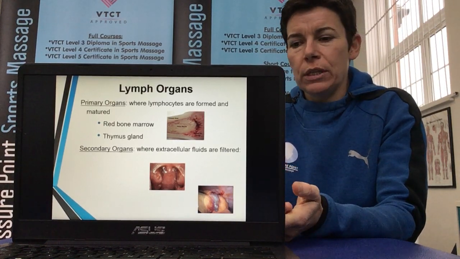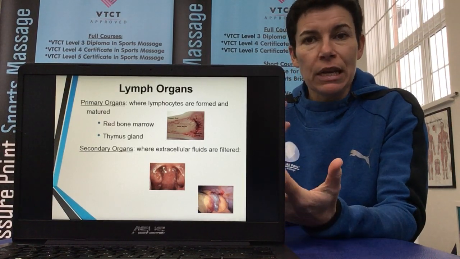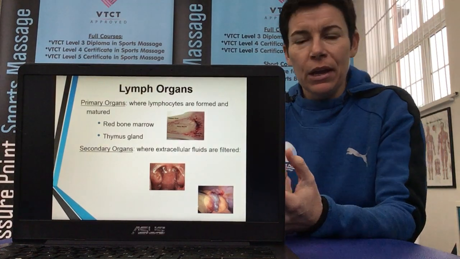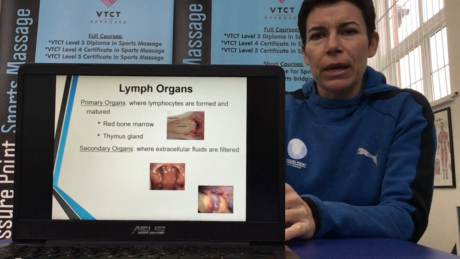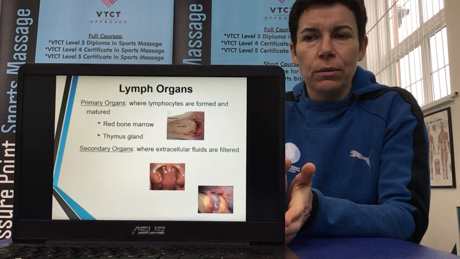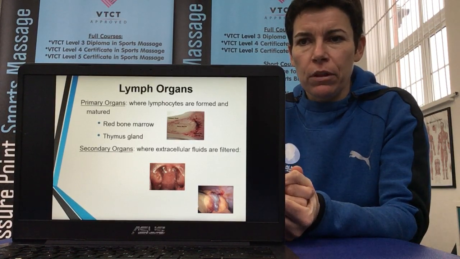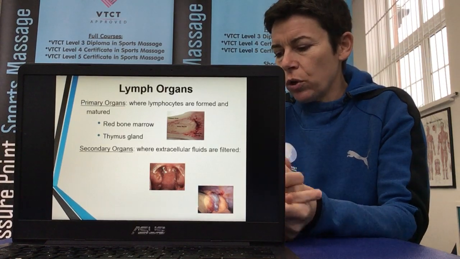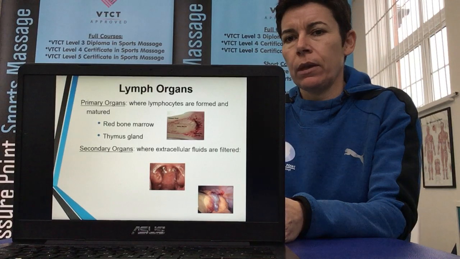So building up immunity as a child is important, and my beliefs are that children should experience life and be able to go out and do what children should do, rather than being kept in a very sterile environment where their body doesn't have a chance to build up immunity, which they're going to need for the rest of their life. Okay, and then we have secondary organs where these extracellular fluids are filtered.